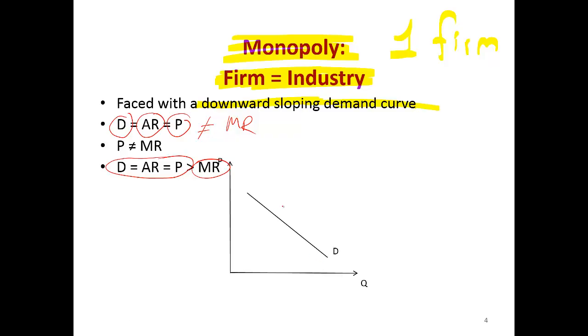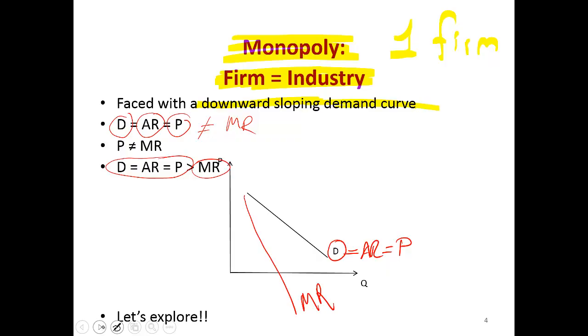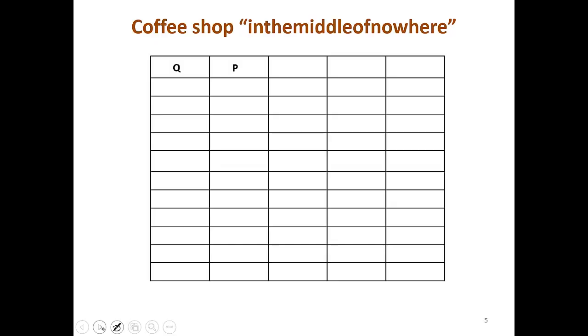If this is the demand curve, the industry or market demand curve for the product the monopolist is selling, we will be proving shortly that the marginal revenue curve actually looks like this and lies below. It can actually become negative. Demand equals average revenue, just like in perfect competition, and price. However, marginal revenue will always lie below it. So let's explore. The best way to learn about this is to take a look at this example.